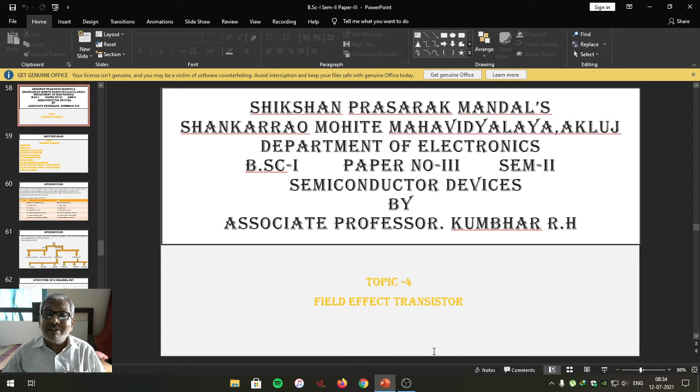Details of such a field effect transistor we are going to study in topic number 4. Student friends, try to watch and listen to the beginning of this particular topic carefully so that it will be easy to understand the rest of the aspects. Again, one thing to remember, this is also a semiconductor device. The BJT is also a semiconductor device.